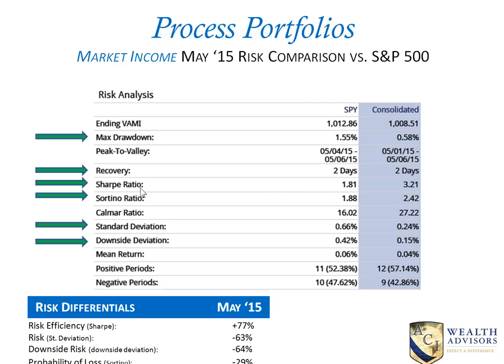And then if we look at some of these other things, Sharpe ratio here, right, that's risk efficiency. We can see that, and the higher that number is, the more risk efficient the portfolio is. So market income is about 77% more risk efficient in the month of May than the S&P. Standard deviation, which is here, is how you measure pure risk. And again, we see that the market income portfolio is taking about 63% less risk.